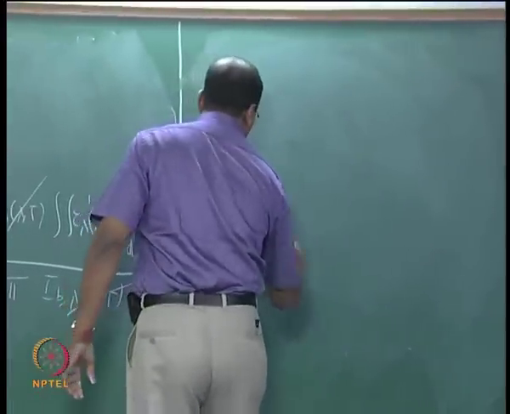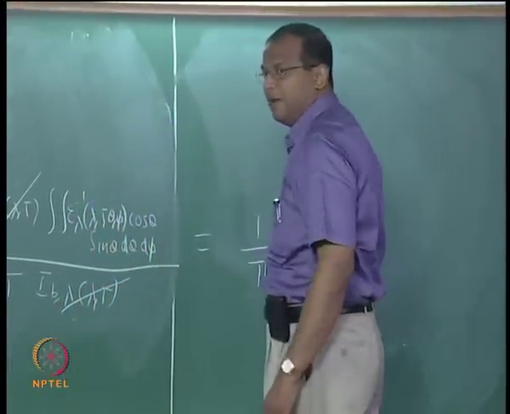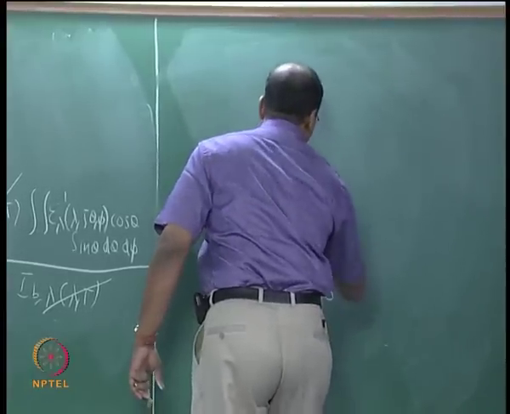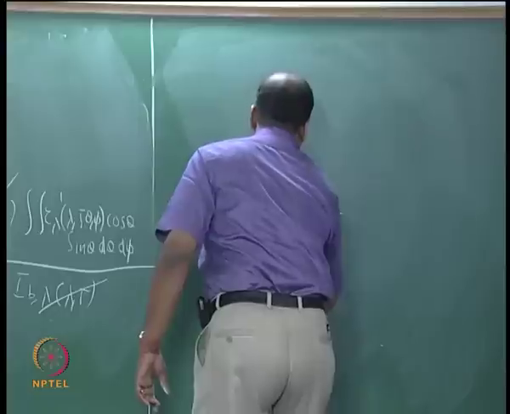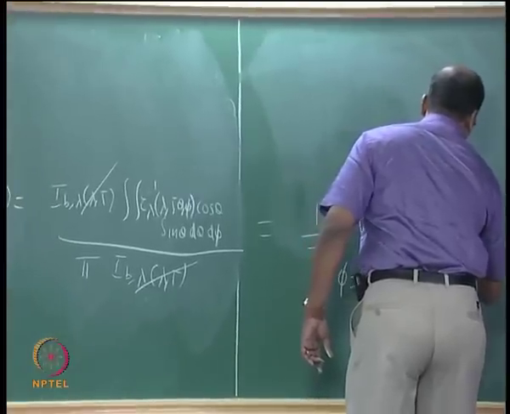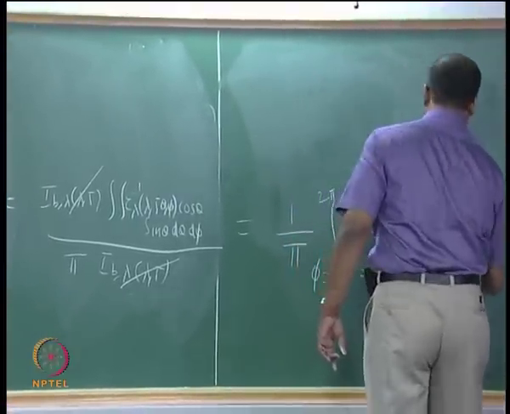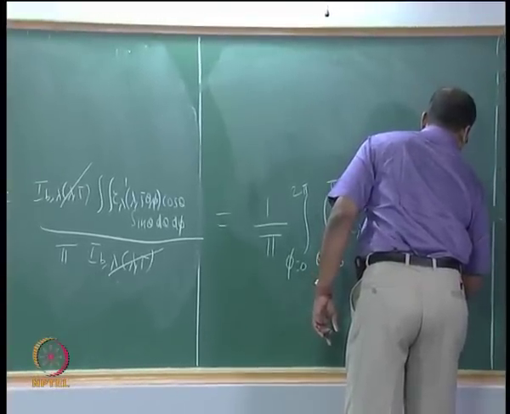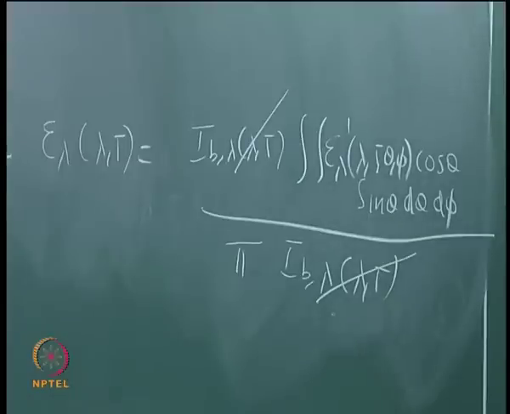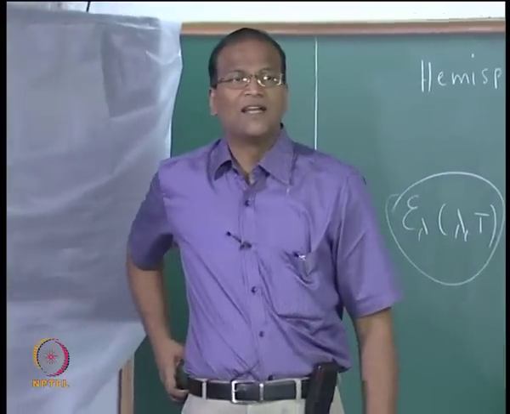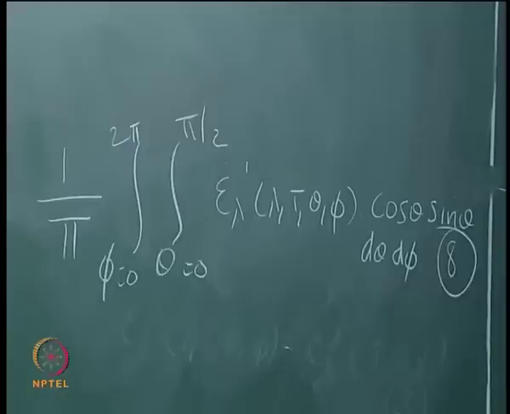So this is equal to 1 by pi, please note that 1 by pi comes into two pi epsilon. What is the equation number? 8. Okay. So 8 is a powerful expression which relates a spectral directional quantity to a spectral hemispherical quantity.